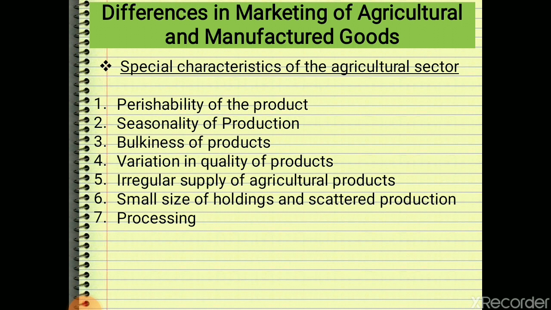Then processing. Many of the agriculture products cannot be consumed in raw form, right? They require processing. Suppose you want to use wheat, we cannot consume raw wheat, we need to process it into flour or maida or anything, right? So that's why processing is important for the agriculture sector.